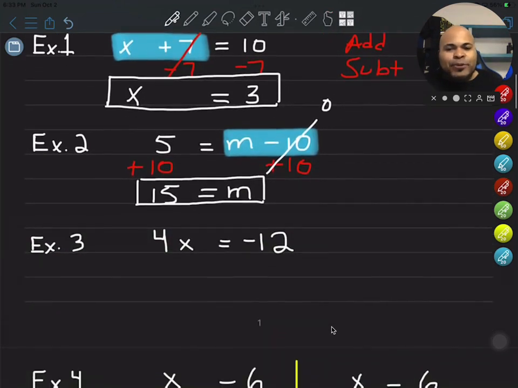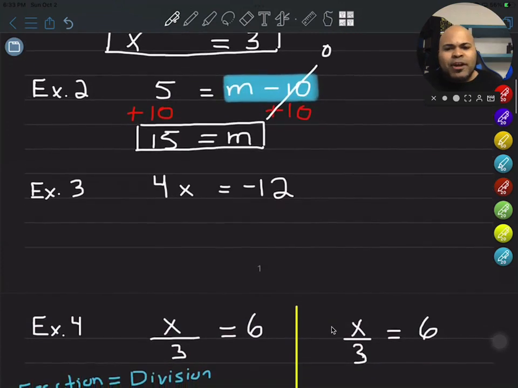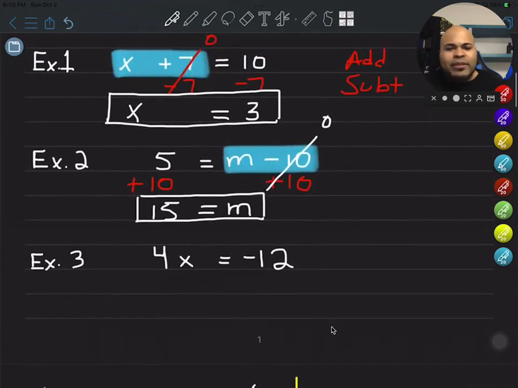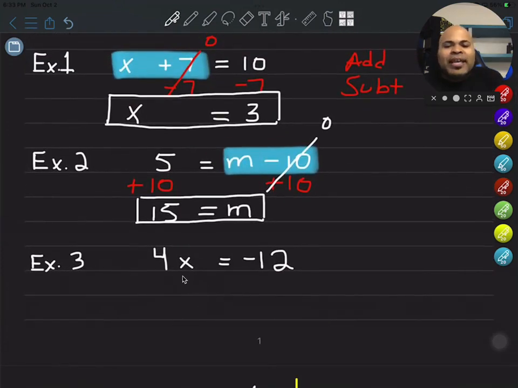Example 3, check it out. Example 3 says 4x equals negative 12. So how can I get rid of that 4, right? Because the first thing is, look at the side of the equal sign. We're on the left-hand side right now. That's where the variable is. And x is not by itself because it's being multiplied by 4, right? When you have a number next to a variable, that means multiplication.